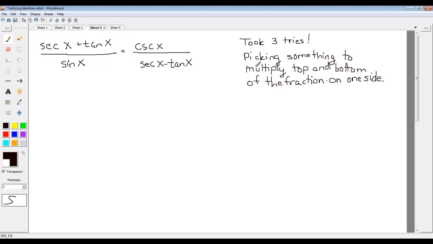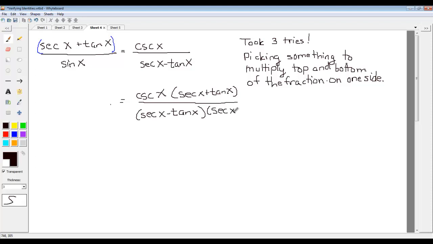So what I ended up picking was the right side. I ended up picking secant x plus tan x right here. I ended up picking that to multiply top and bottom on the right side. And that's what ended up working for me. Now it's not the only way to do it, but it's the way that ended up working for me. When you have these complicated fractions like this, you want to try to pick something that's in one of the fractions if you can, because it'll all play out nicely.